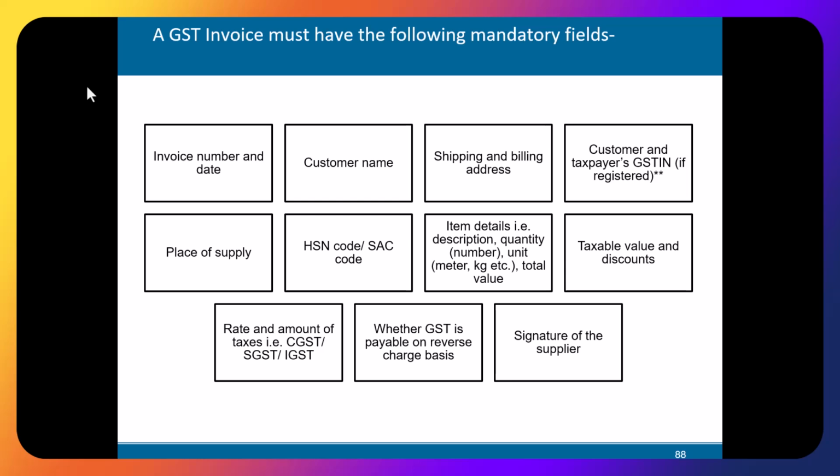The invoice number, customer name, to whom the goods have been supplied, shipping and billing address. So where the goods are going. Then the customer and taxpayer's GSTIN number. That means what is the number of your customer? What number he's registered with? The GSTIN number. Okay, it's called GSTIN.